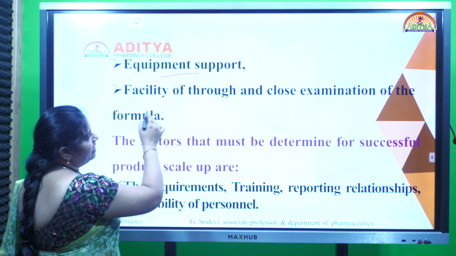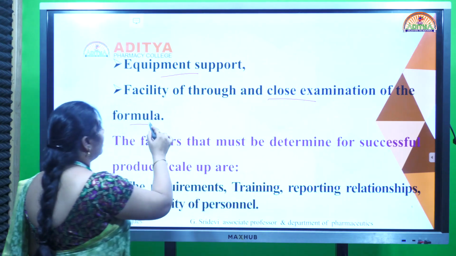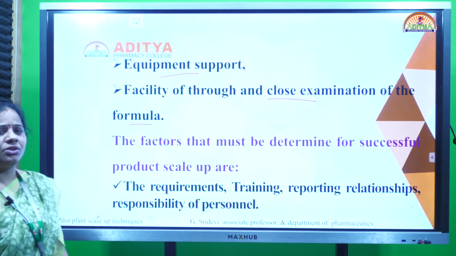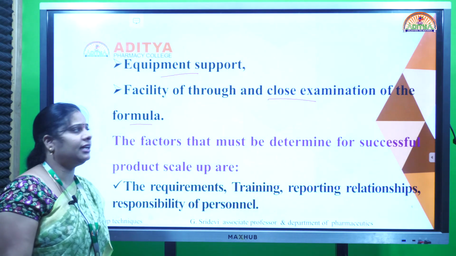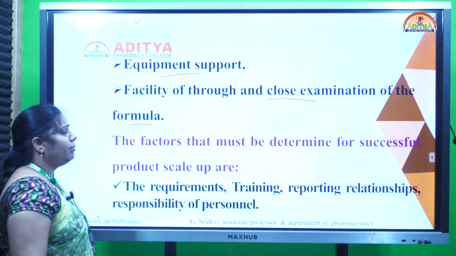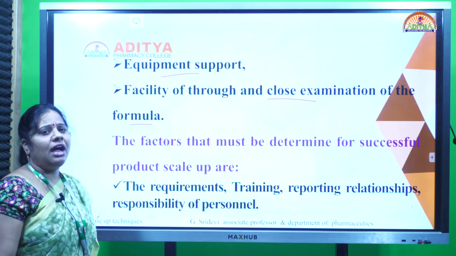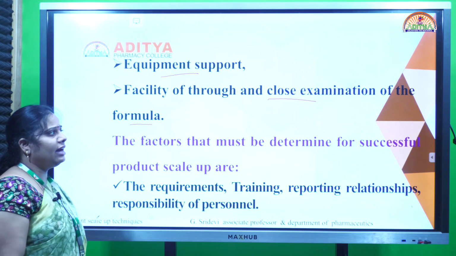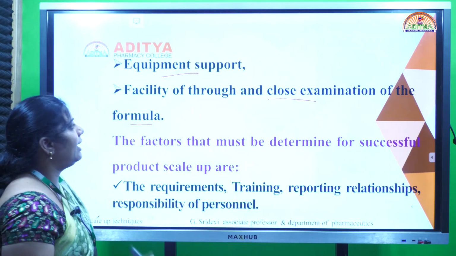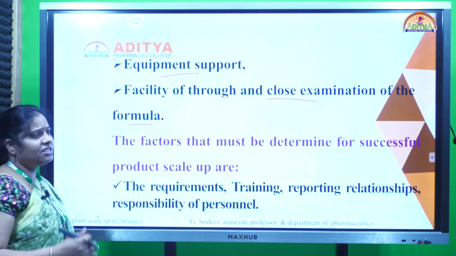And next one, facility of thorough and close examination of the formula. While they are selecting the equipment, the temperature conditions and the different specifications, they have to first check the close examination of the formula. Formula means whatever APIs and excipients they were using, and the nature of the API and the excipients. According to that, they have to select the guidelines, specifications and equipments.